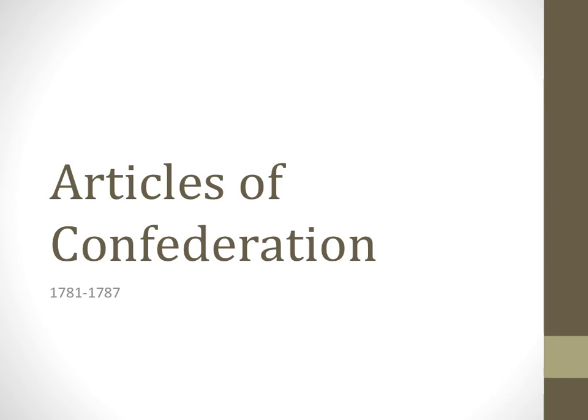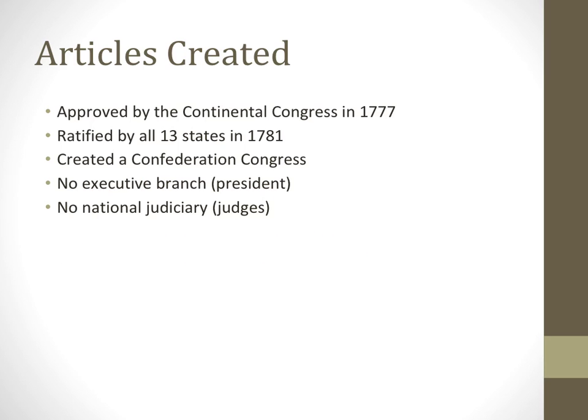Okay, so in this video we're going to talk about the Articles of Confederation. The Articles were created and approved by the Continental Congress in 1777. So that's very early during the American Revolution. For much of the Revolution, they basically operated under these rules, even though it wasn't ratified by all 13 states until 1781. The Continental Congress was basically following much of this outline prior to final approval by the states. This does create a Confederation Congress.